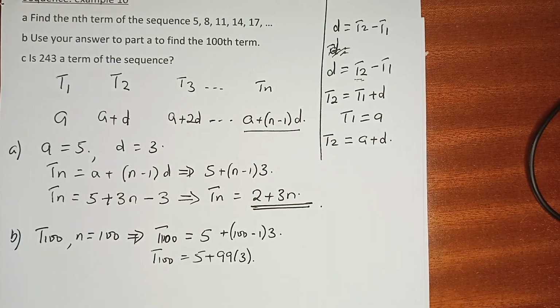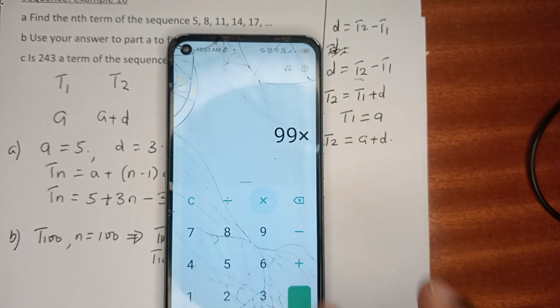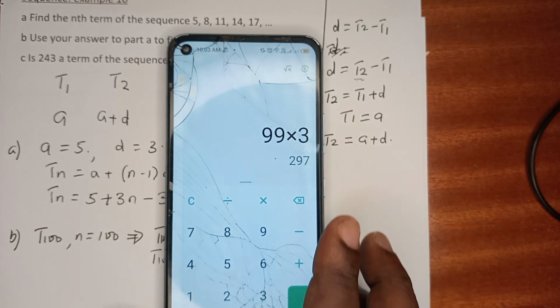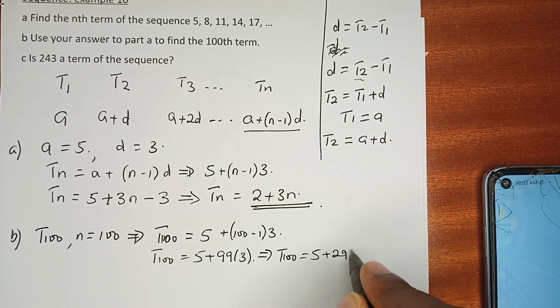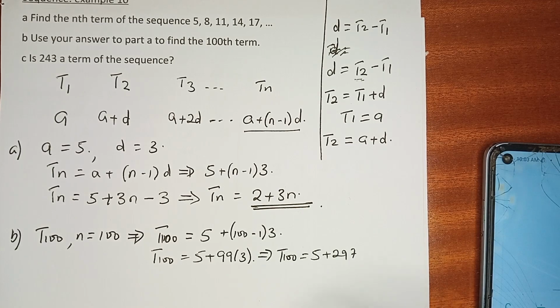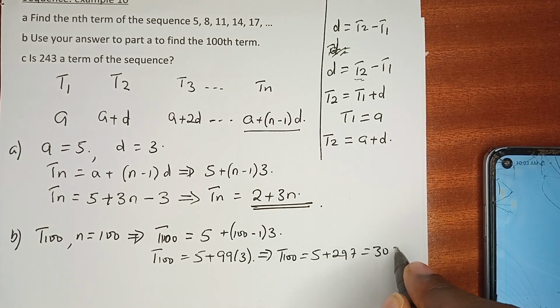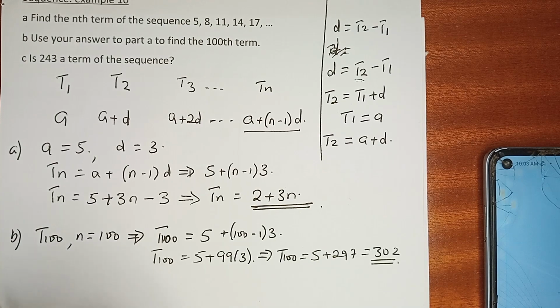And let us see, what is 99 multiplied by 3? 99 times 3 is 297. So term 100 is 5 plus 297, which is 302. That is term 100.